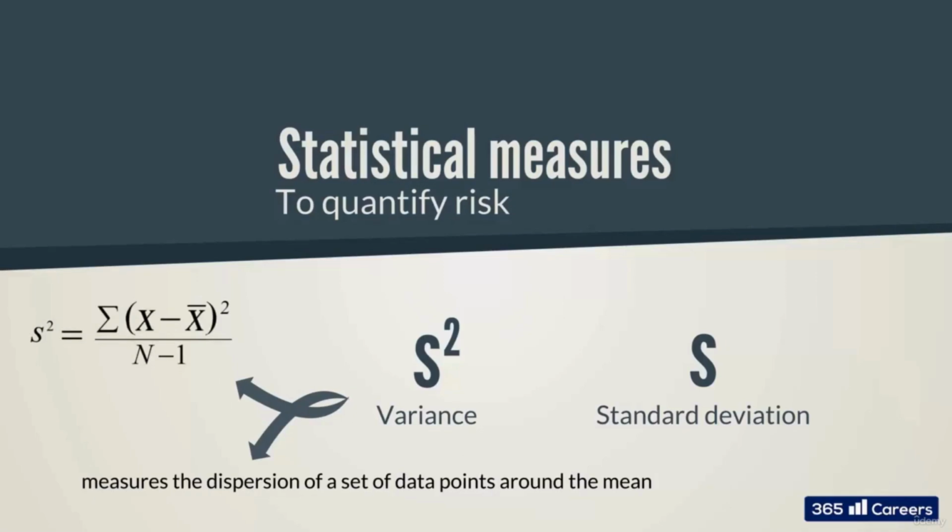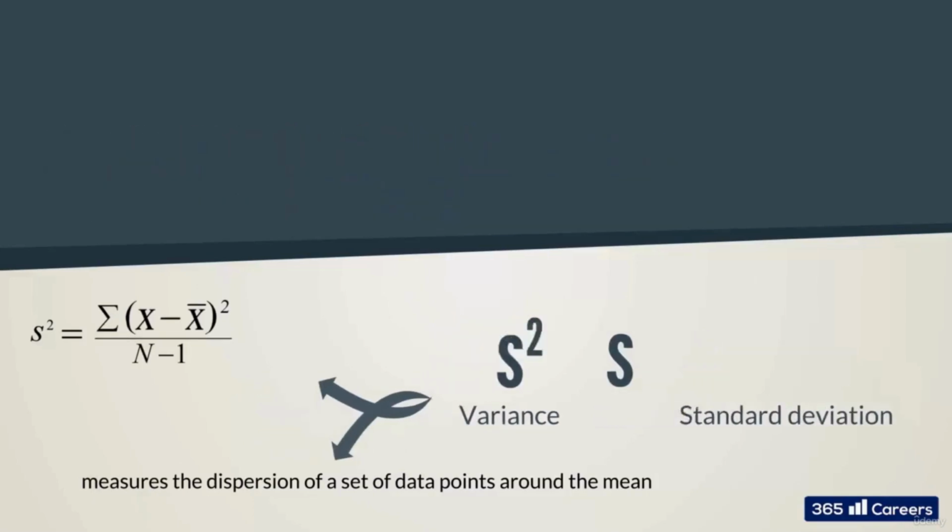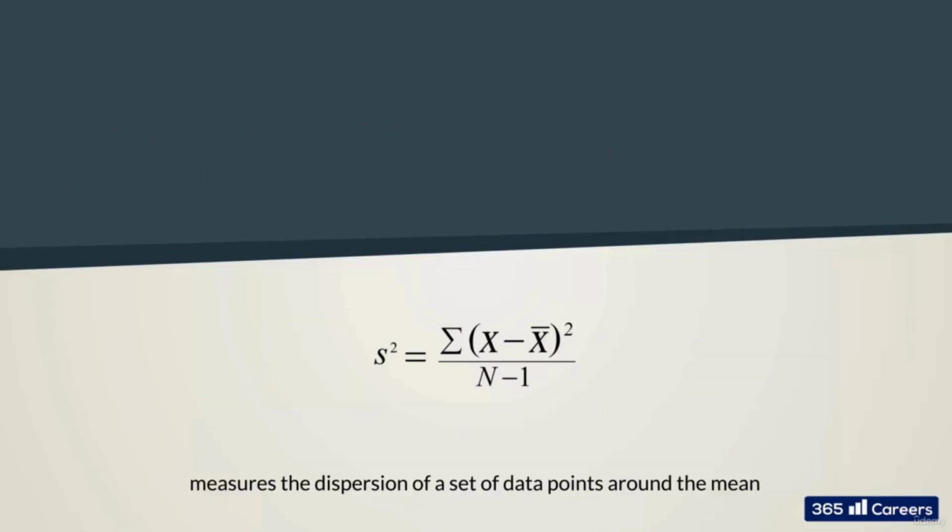The variance, S squared, is equal to the sum of the squares of the difference between a data point x and the mean, divided by n minus 1. For those of you who haven't seen it, here is an example that should make things easier.